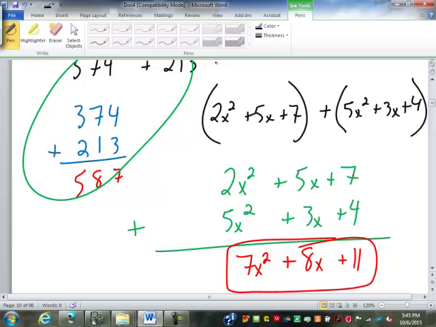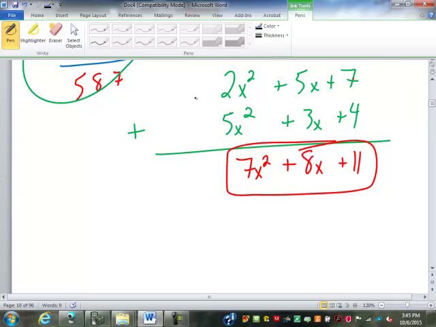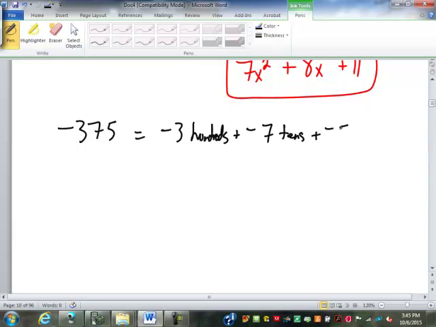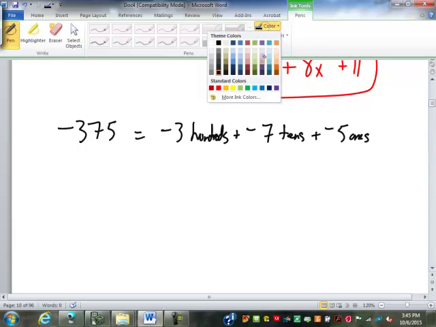Now it's time to point out a third difference between our algebraic numbers and our whole numbers. Actually, our integers, I should say, because we're not going to be talking about just whole numbers right now. For a whole number or an integer, either the whole number is positive or the whole number is negative. If I have negative 375, that is a negative 300s and a negative 7 tens and a negative 5 ones.